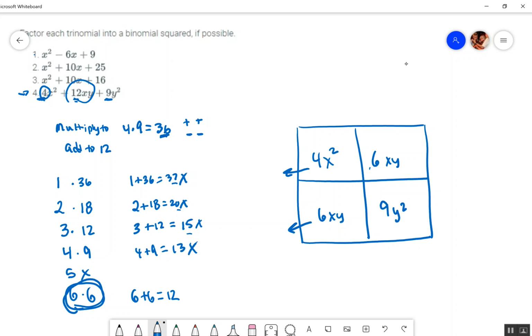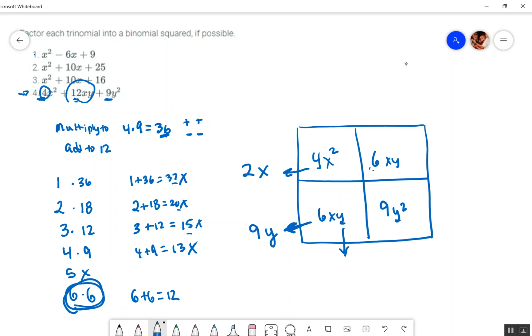Let's see, between 4x squared and 6xy, I can pull out a 2x. Yeah, that's all that's common. Between the 4 and the 6, 2 is the biggest number. And between the x squared and the xy, I can pull out just an x. And then down below, between the 6 and the 9, a 3 will come out. And there's also a y on both of those, so I can pull out a y also.